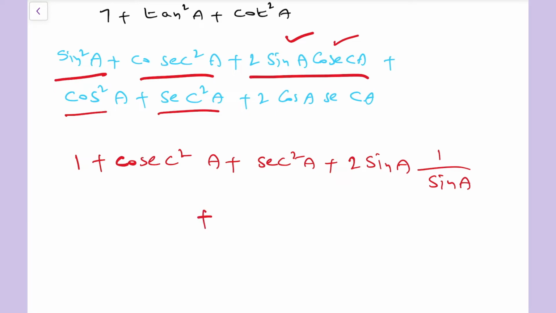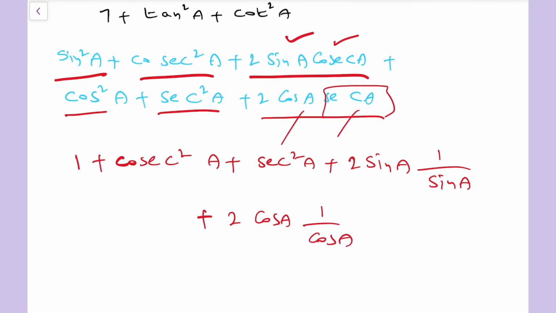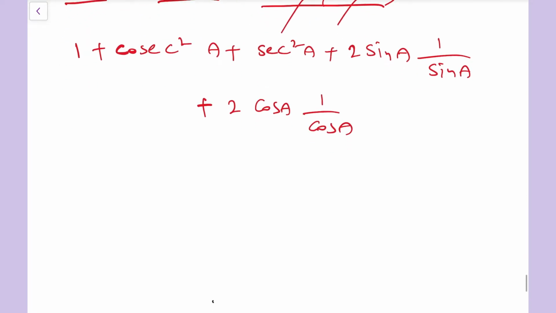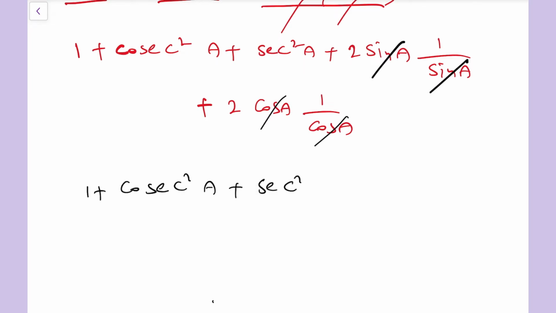Plus, coming to this 2 cos A sec A, 2 as it is, cos A into this sec A I am writing as 1 by cos A. In this case also, cos and sec are reciprocals of each other. So now here sin A cancels, cos A cancels. Then we remain with 1 plus cosec square A plus sec square A plus 2 plus 2.